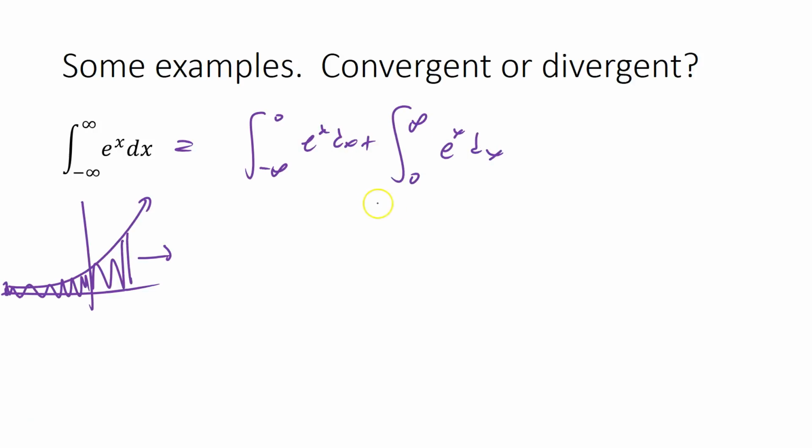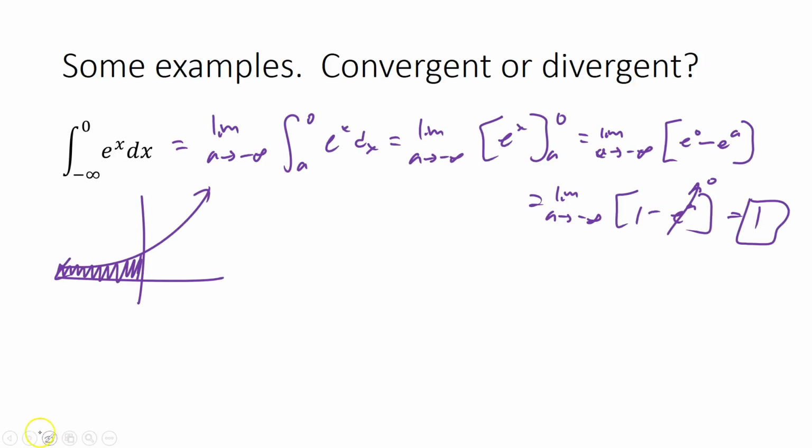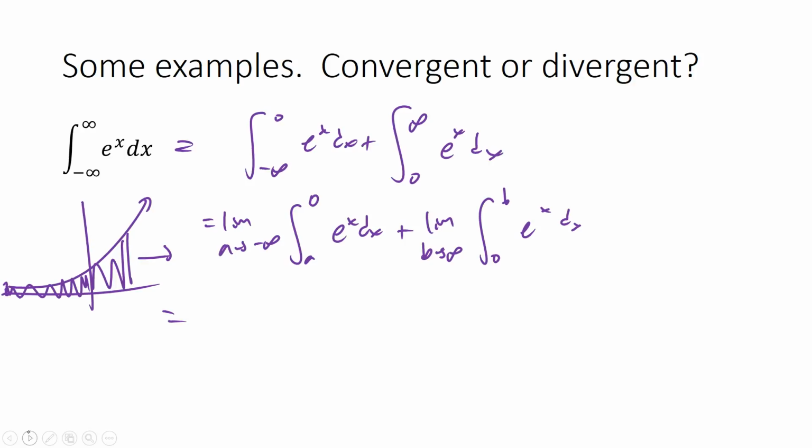Now, the left side we already did, right? But I'm going to write it out anyway. So it's the limit as a approaches negative infinity, integral from a to 0, e to the x dx, plus the limit as b approaches infinity, integral from 0 to b, e to the x dx. So you have to do two separate limits. You can't do it all at once. And if either side diverges, or the limit does not exist, then that's going to be a divergent integral.